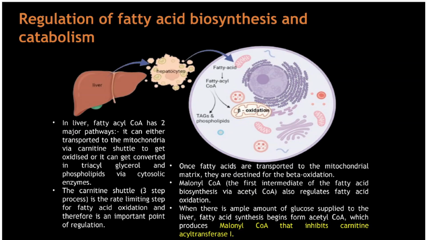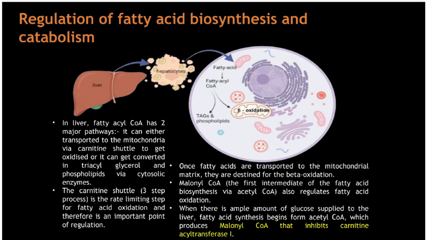Okay. So the carnitine shuttle is the rate limiting step for fatty acid oxidation and therefore is an important point of regulation. Once fatty acids are transported to the mitochondrial matrix, they are destined for beta oxidation. If they have entered the mitochondria, beta oxidation will happen for sure. But if they haven't, then they can form triacylglycerols or phospholipids.